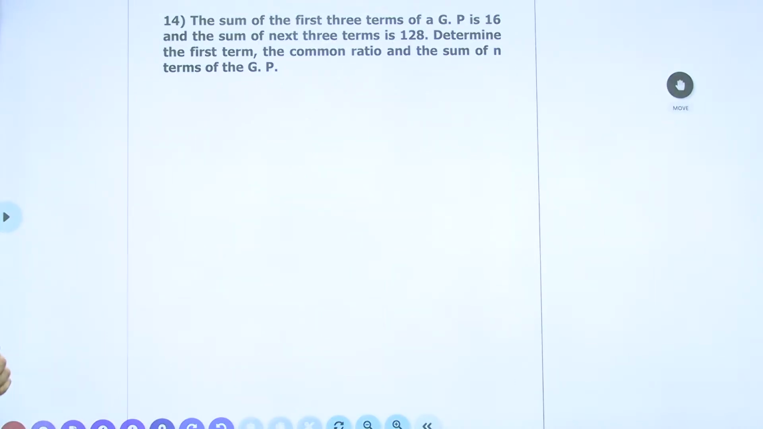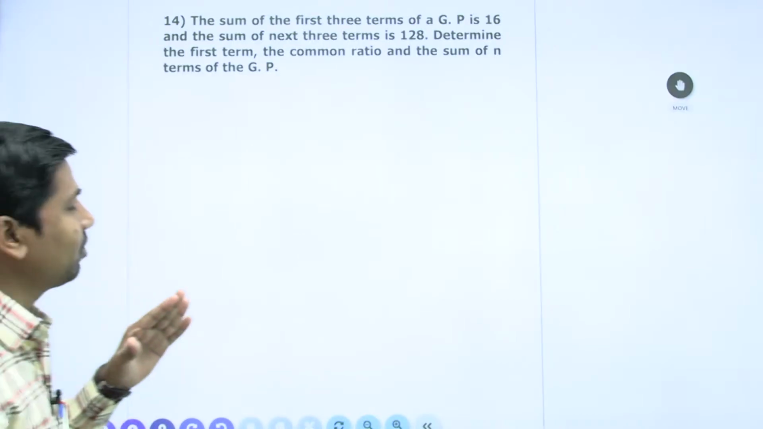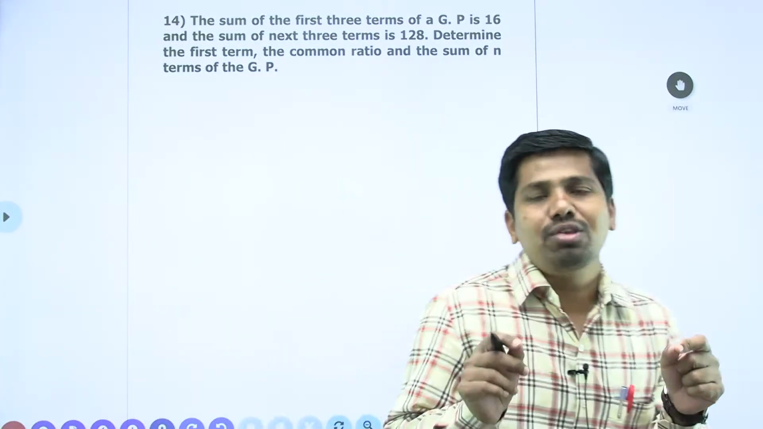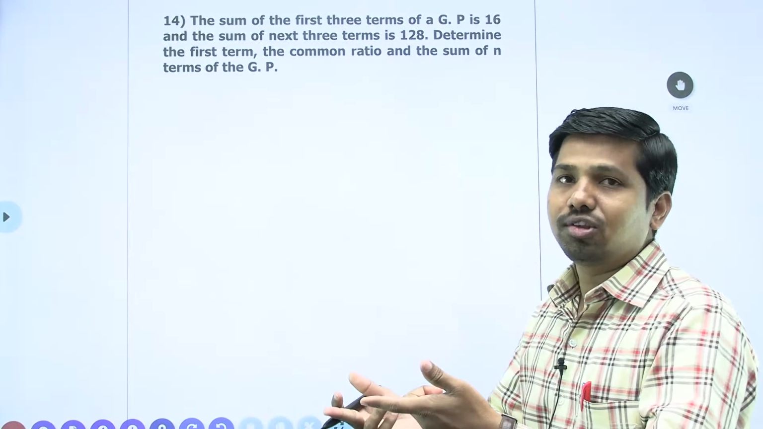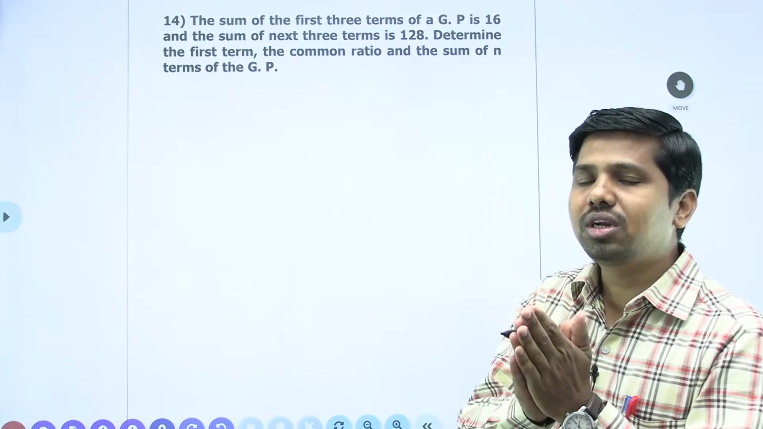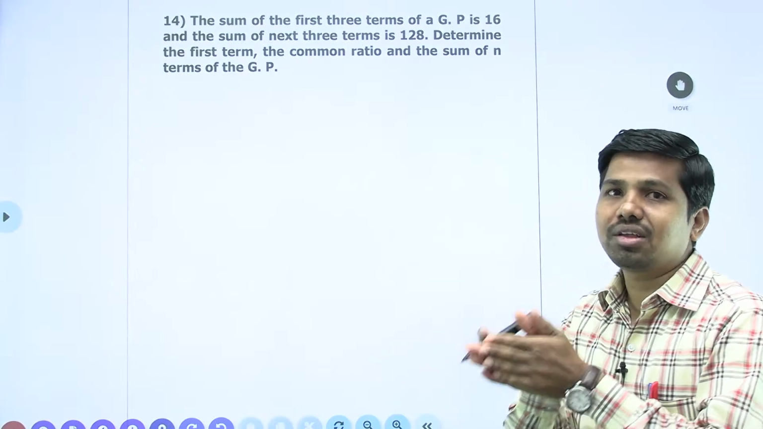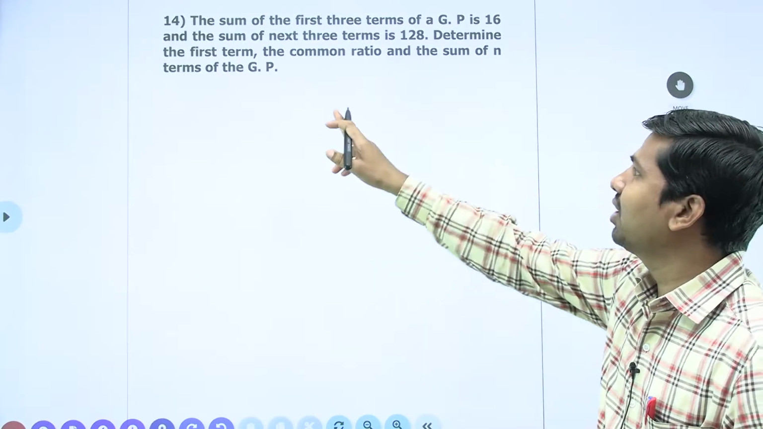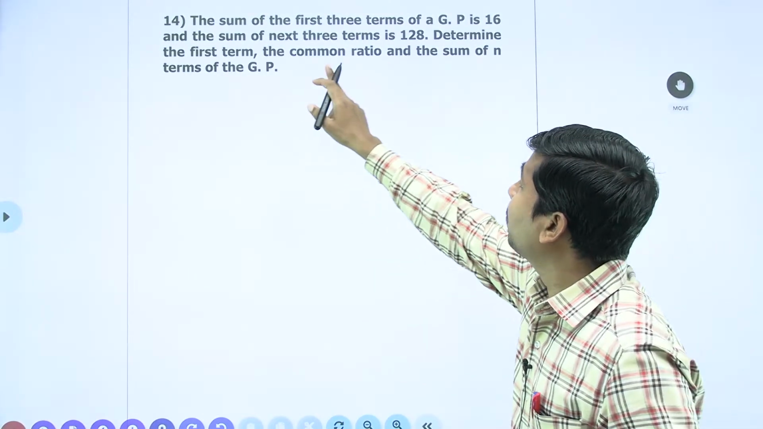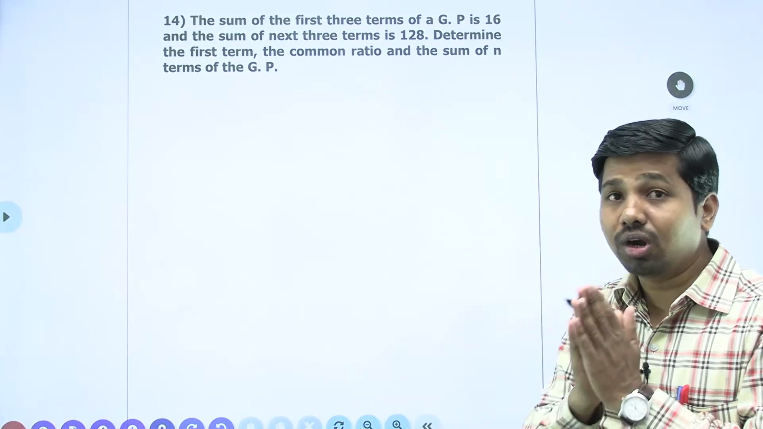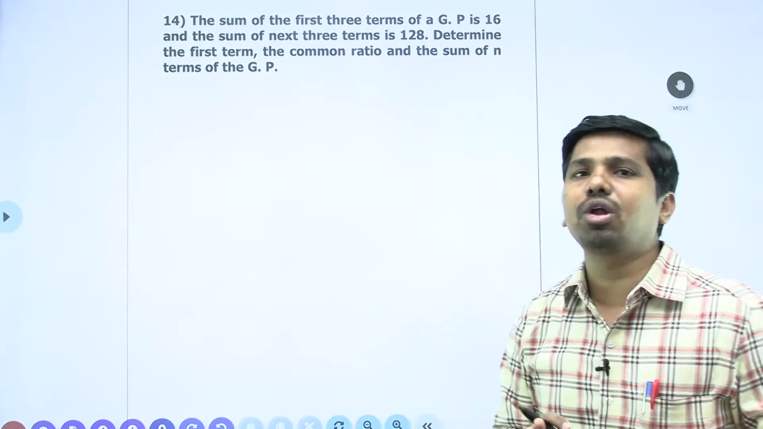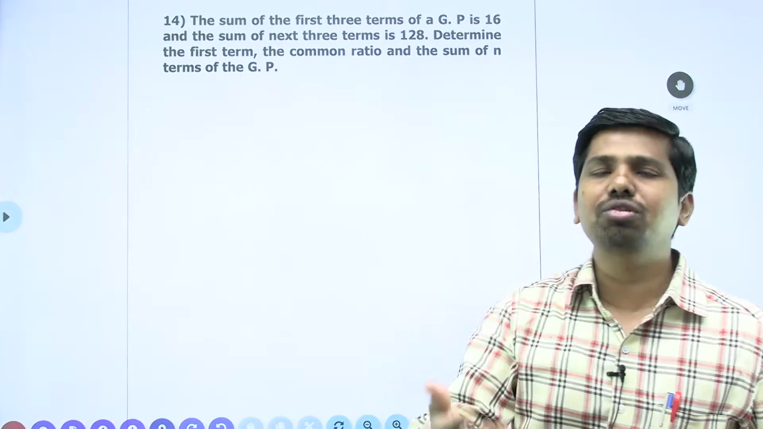The question says the sum of the first 3 terms of a GP is 16. Sum of 3 terms is 16. But if he had given the product of all the 3 terms, we would take them as A by R, A and AR. Here he has given the sum of the next 3 terms, and he has not given the product. So if he has not given the product, the terms you take as the usual general term.